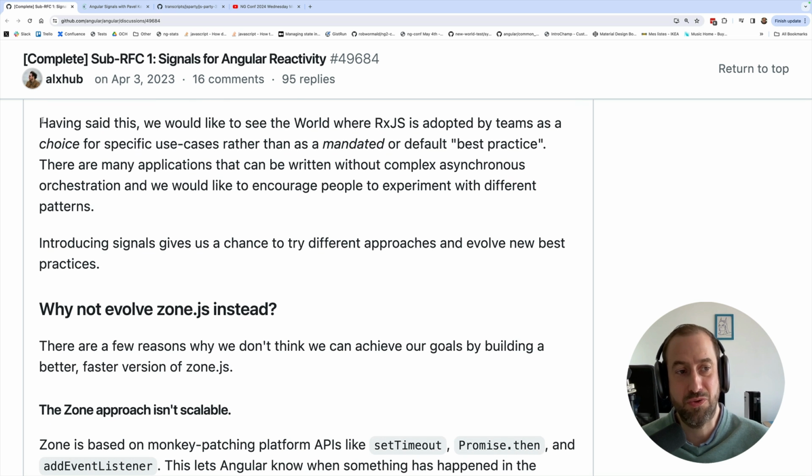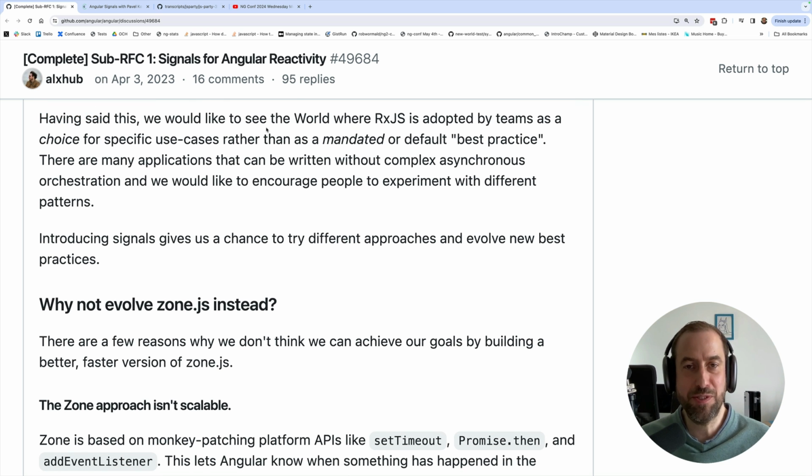And this one is really critical. This one is the first place where I saw the Angular team publicly say that maybe RxJS is not a solution for everything. Let's read. Having said this, we would like to see a world where RxJS is adopted by teams as a choice for specific use cases rather than a mandated or default best practice. I mean, this sentence here is huge.